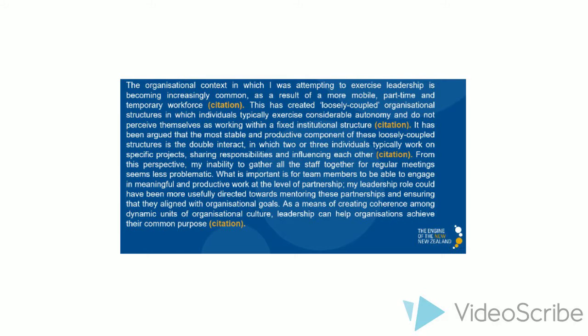Okay, and remember here again we have some past tense to talk about what I did, but mostly present tenses to talk about the theory and how it applies to this kind of situation.